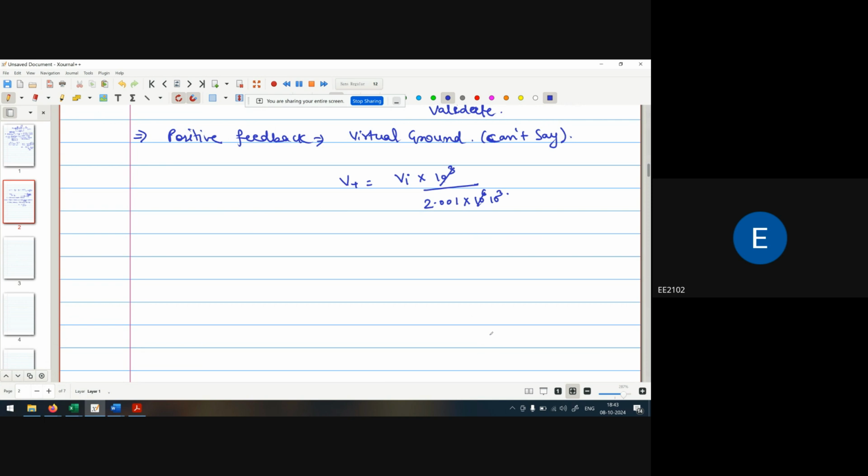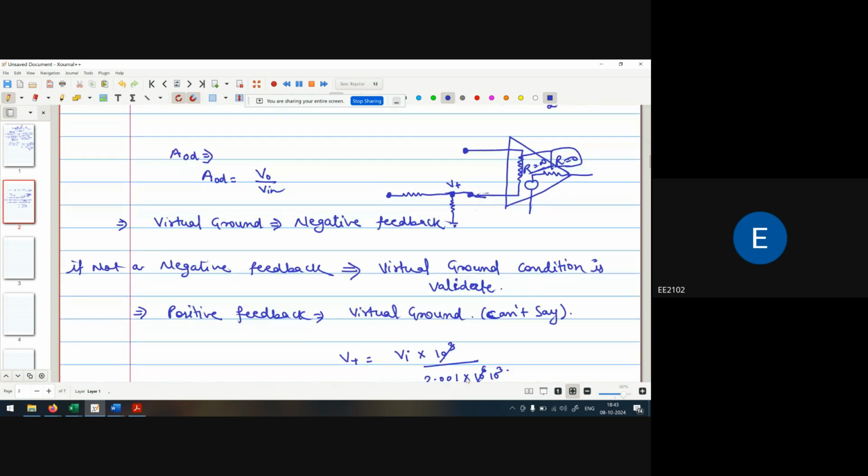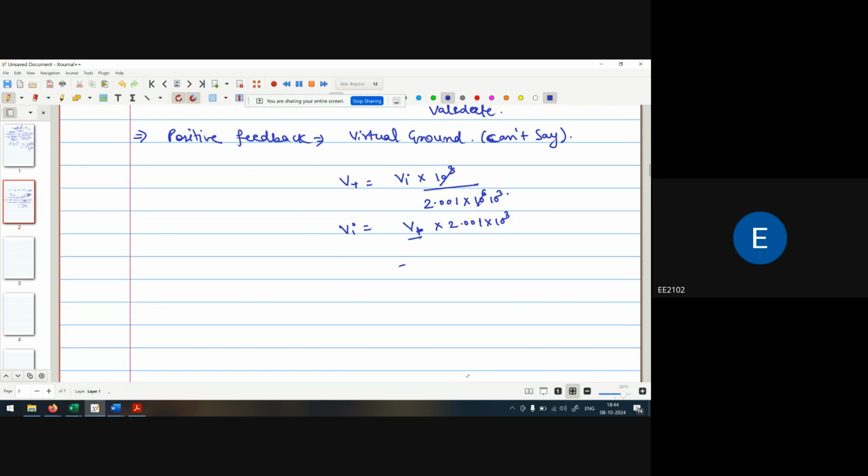And what is the value of Vi? V plus into 2.001 into 10 raised to the power 3. What is the value of V plus? 2 into 10 raised to the power minus 4. So minus 2 into 10 raised to the power minus 4 into 2.001 into 10 raised to the power 3. So minus 4.002 into 10 raised to the power minus 1 is equal to minus 0.